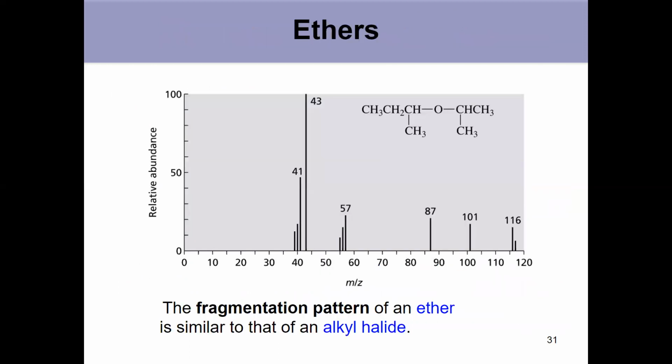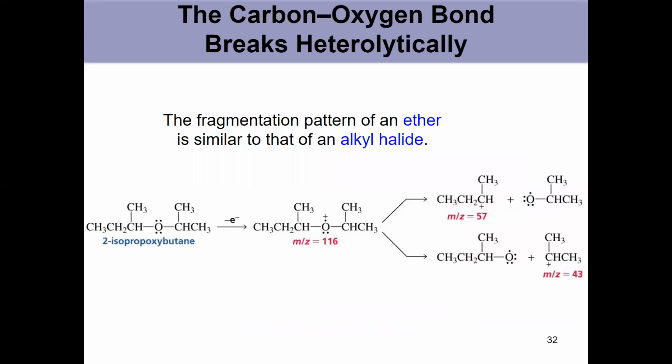Fragmentation patterns of ethers are similar to alkyl halides, except we don't maintain the same type of M and M+2 peaks. So what's happening? We have electron bombardment, which kicks off a lone pair electron from oxygen in this case. So then we form our radical cation here. And then we have two possibilities, if we're going to fragment.